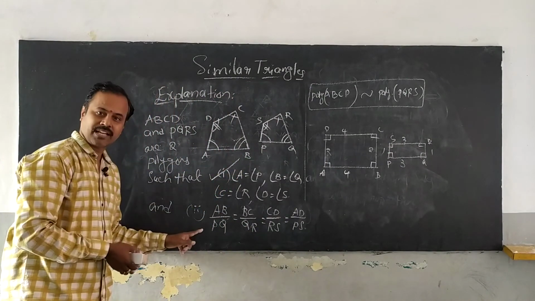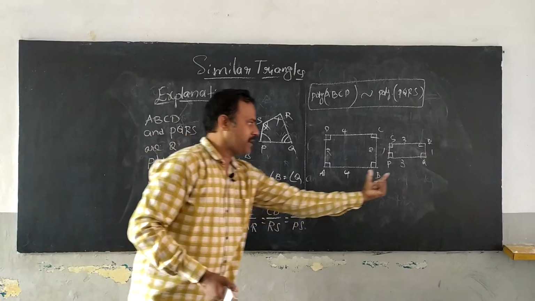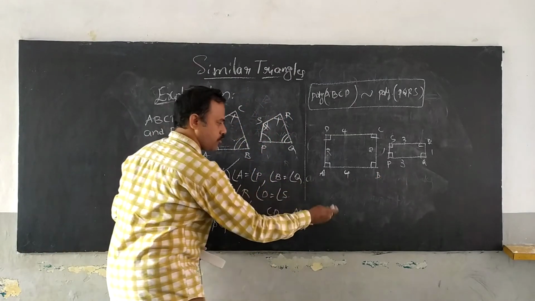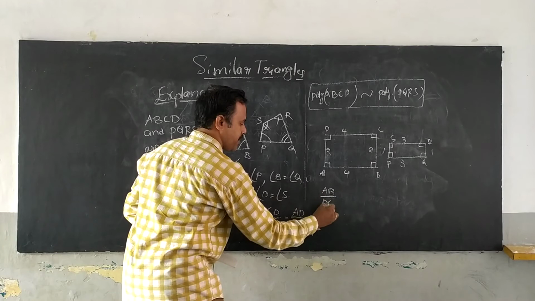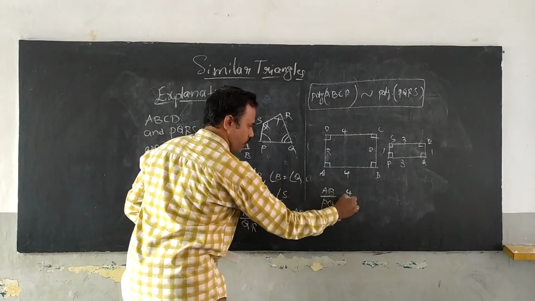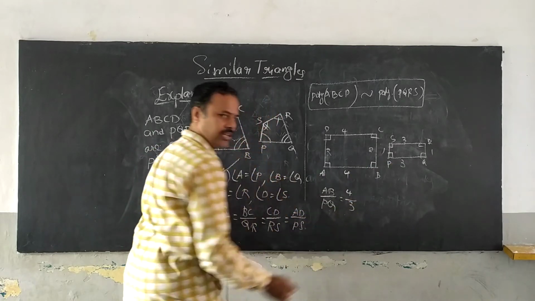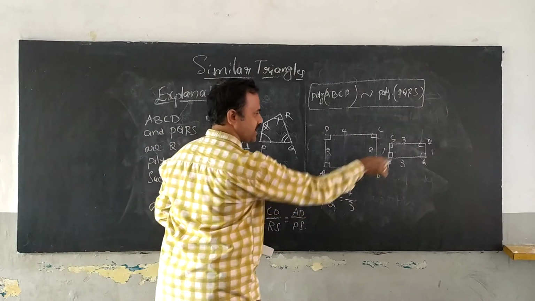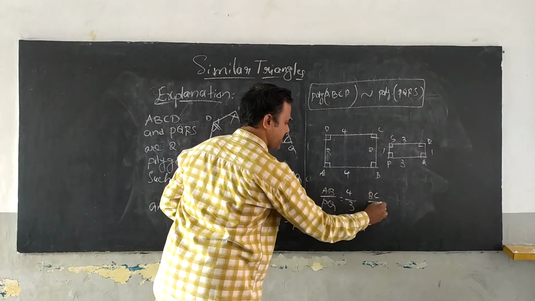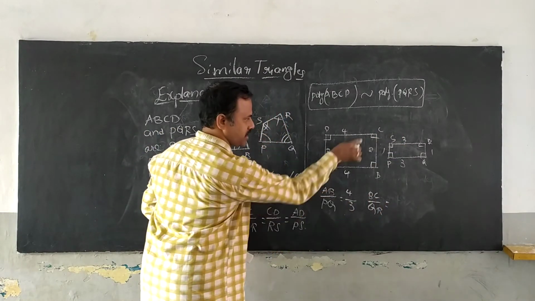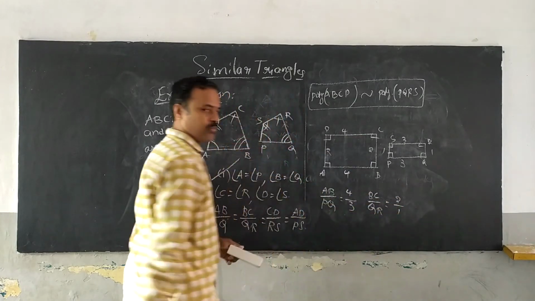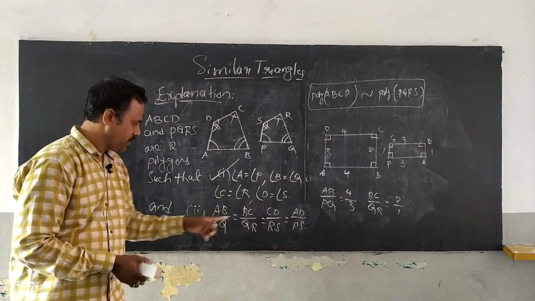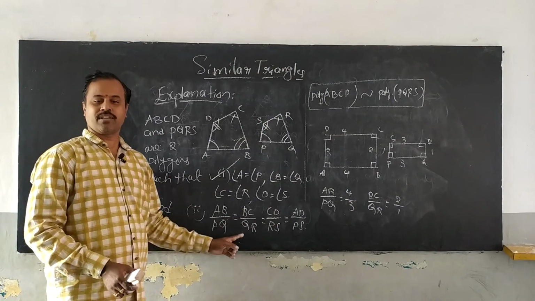Now when you come to the second condition, what is AB by PQ? AB is nothing but 4 and PQ is nothing but 3. What about BC by QR? When you come to BC by QR, what is BC? That is 2 and QR is 1. Are the ratios equal? No, they are not at all equal.